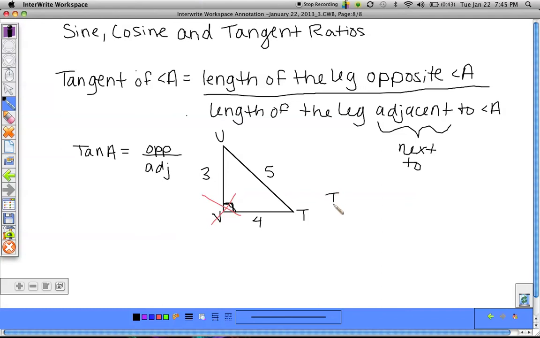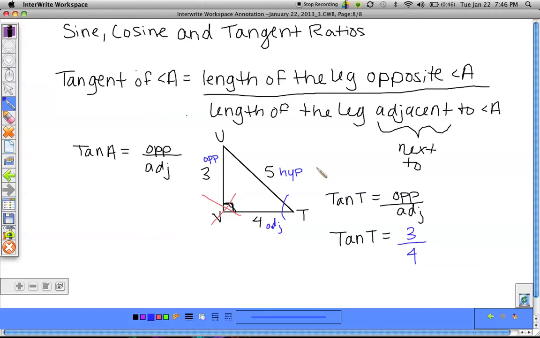And so when we're looking for, let's say, the tangent of t, we know that the tangent is equal to opposite over adjacent. So we're going to start at the angle t. If we're looking at this angle, we know that 4 is adjacent, 5 is the hypotenuse, and 3 is opposite. So now we can just plug in our numbers. Opposite is 3, adjacent is 4. So the tangent of t would be 3 over 4, that ratio.